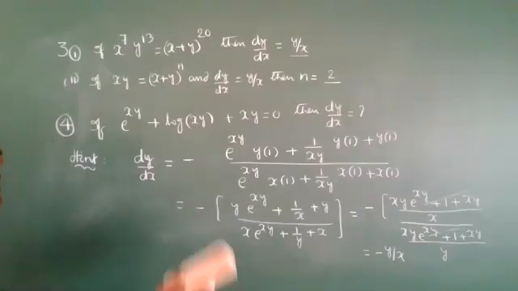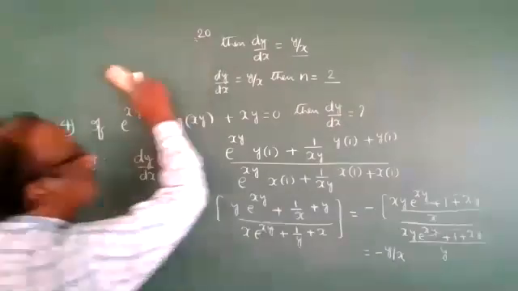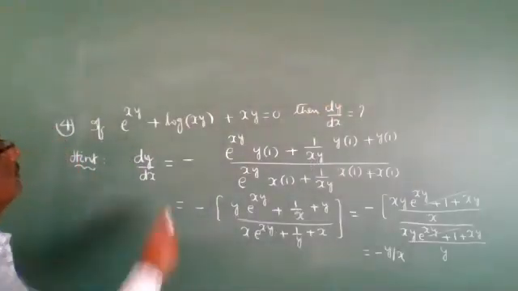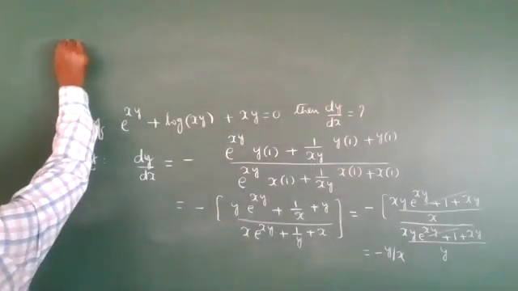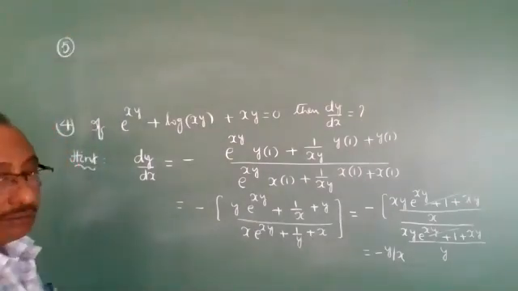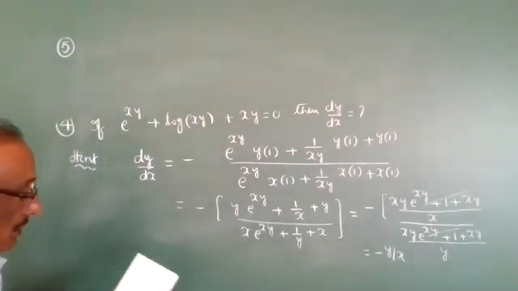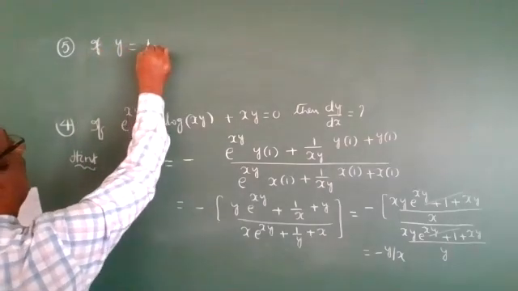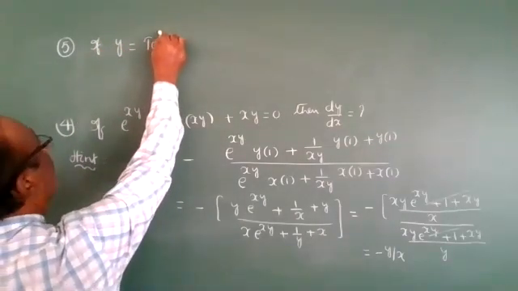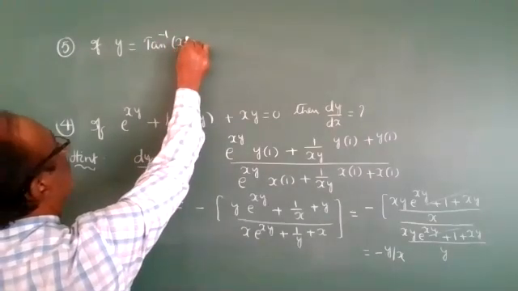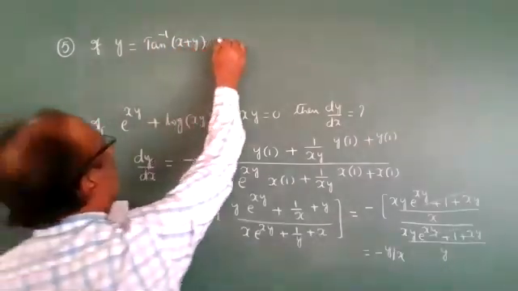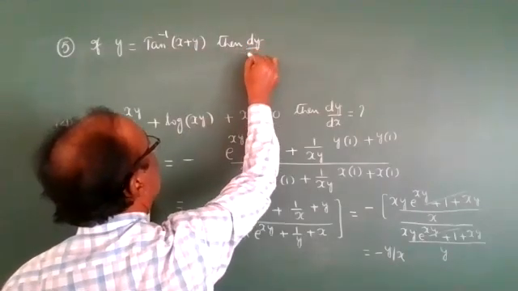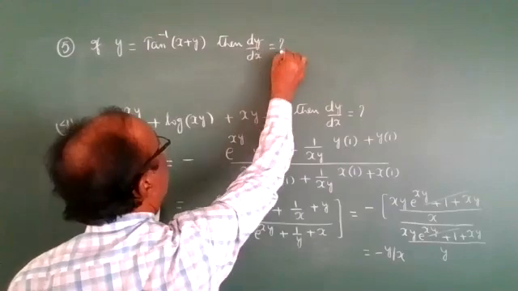Right. Basing on this one, I go through the fifth problem. Everyone see the fifth problem. Fifth one is: if y is equal to tan inverse of (x plus y), then dy by dx is.